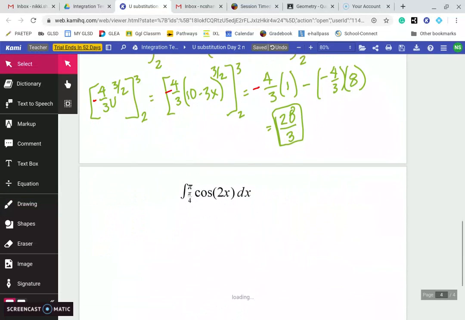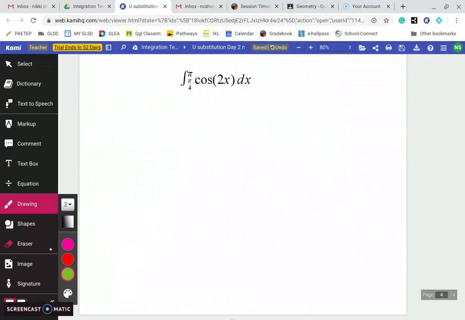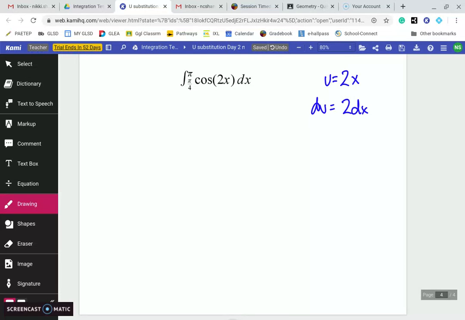And the last one is the trig one. Everybody seems to not do so well with the trig ones. We forget that trig is a thing. And we usually do well with the algebra part, but the trig gets us. So again, you want to set u as the inside of the function. So u here is going to be 2x, because that's the inside of our cosine function. So du is going to be 2 dx. So I don't have the 2, so I'm going to have to add it in.